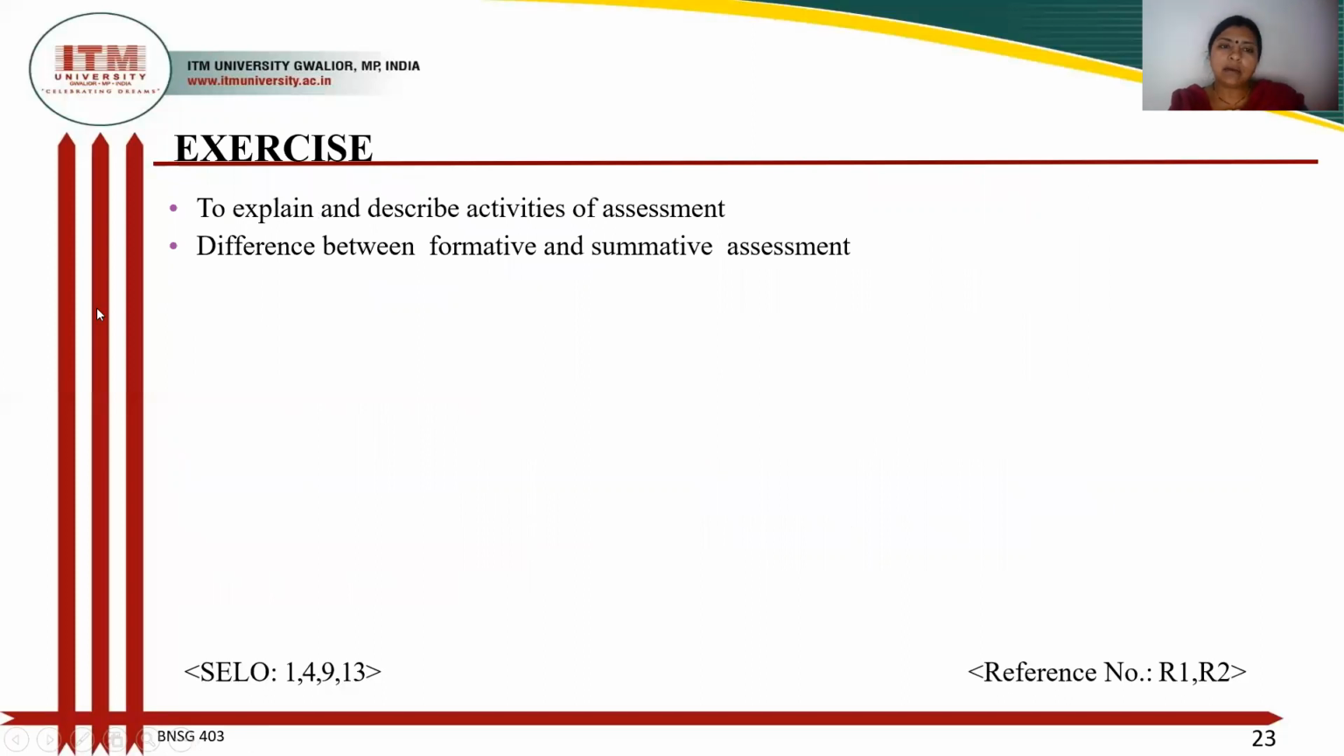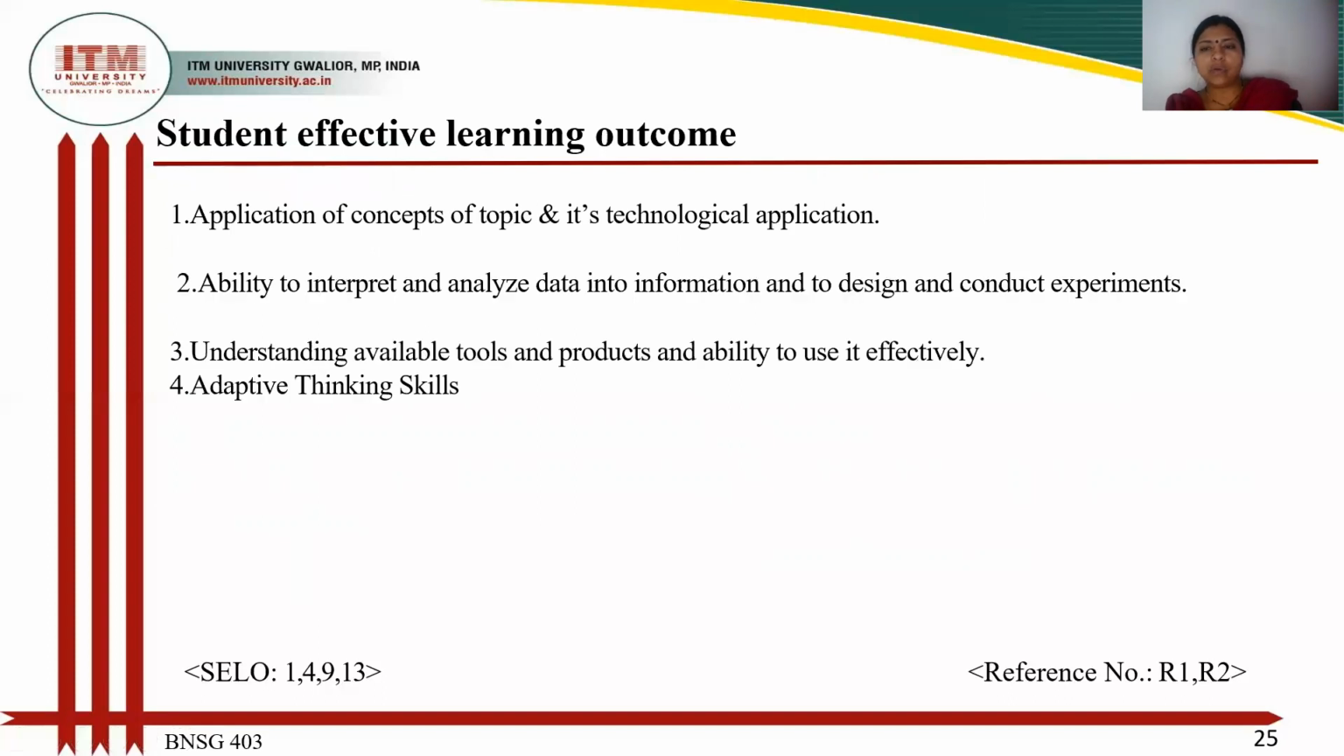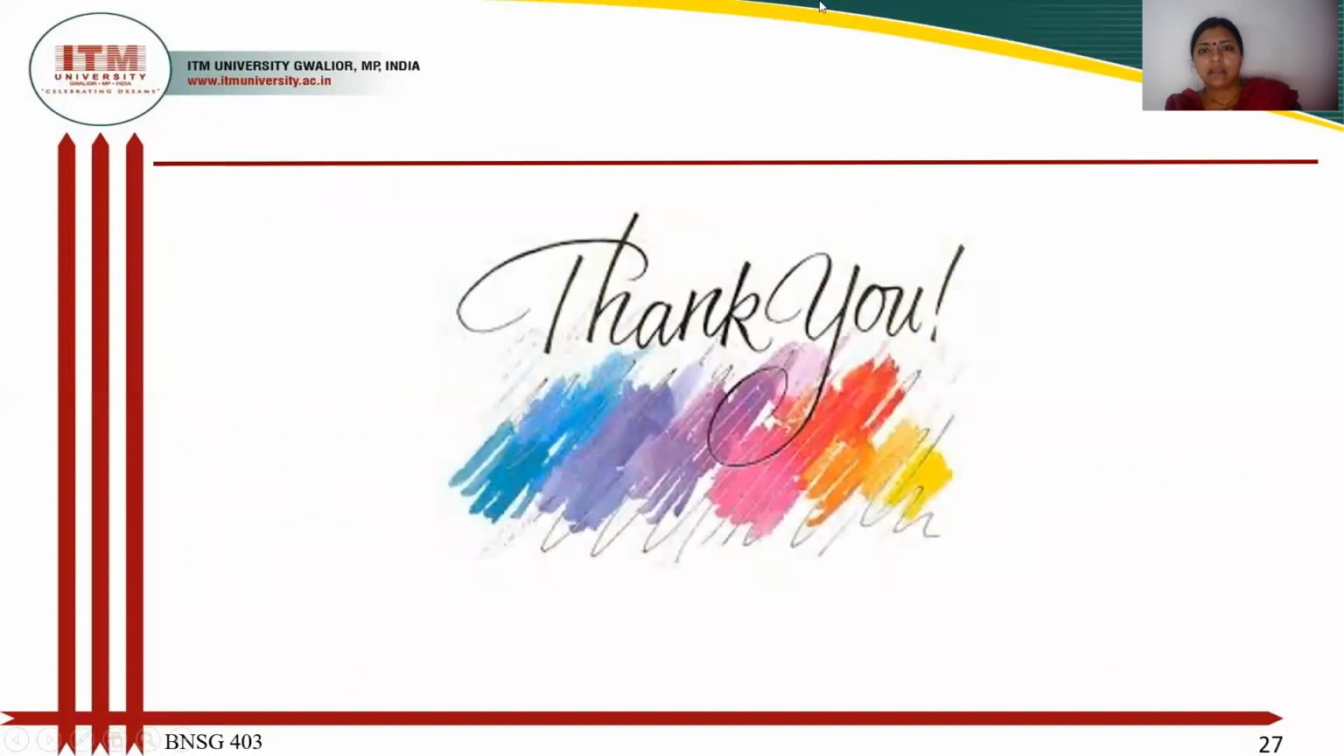That's all about today's class on assessment. The exercise for the class is to explain and describe the activities of assessment and enlist the differences between summative and formative assessment. These were our learning outcomes which we have achieved, and these are the student effective learning outcomes and the references. Thank you, and we will meet in the next class, our upcoming class on assessment.